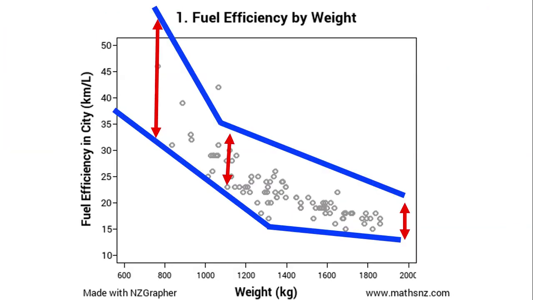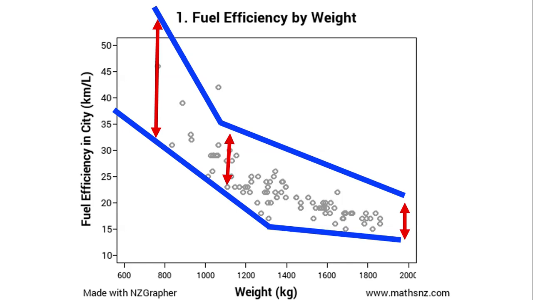So we need to look at our fuel efficiency by weight. And we look at that graph there, and you can see I've added some of those lines around the majority of the data. If I look at low values of weight, so values around about 700 or 800 kilograms, then I've got an arrow there showing the scatter is reasonably wide at that point.